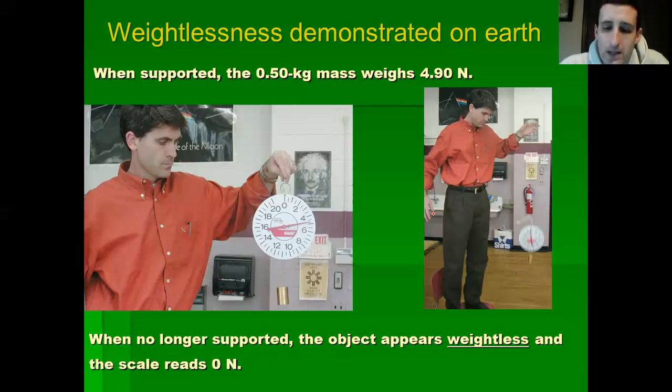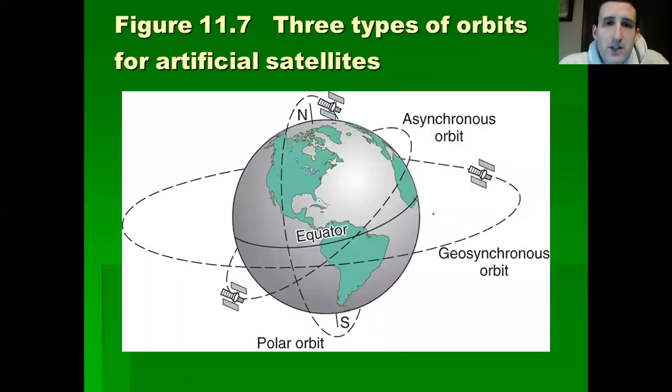So that is almost the end of our presentation, and we're going to talk about satellites and the different types of satellites very briefly here, and then we will be done. So we have 3 different types of orbits described here. We have the geosynchronous, which again, geo means Earth, and synchronous means synchronized. So it's synchronized with the Earth.